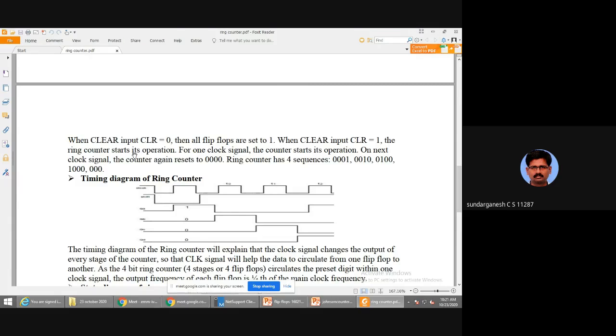Then after that, you have to give clear equal to 1. Then the counter starts its operation. For one clock signal the counter starts its operation, and on the next clock signal the counter moves to the next state. The ring counter has a sequence like 0, 0, 0, 1, then 0, 0, 1, 0, and so on.